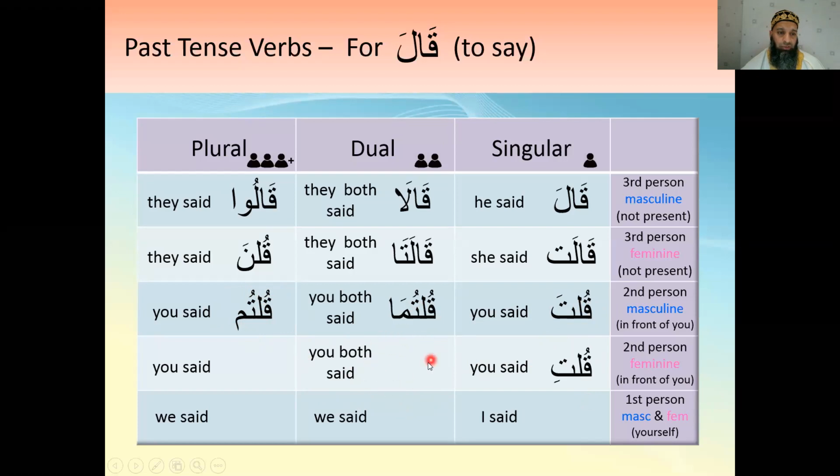How do you say you? Exactly. Katabtuma is the same, so qultuma is going to be the same. Tuma. You've got the formula now: the qaf with the dhamma on and a lam with a sukoon. You can do the rest. I think that's all they need.